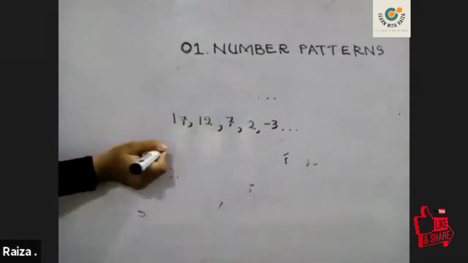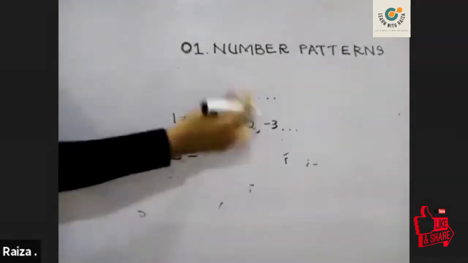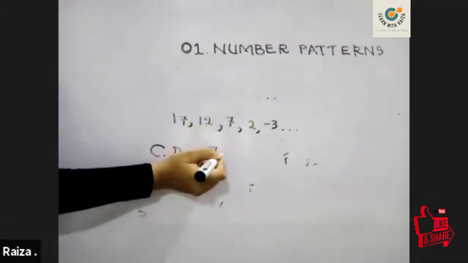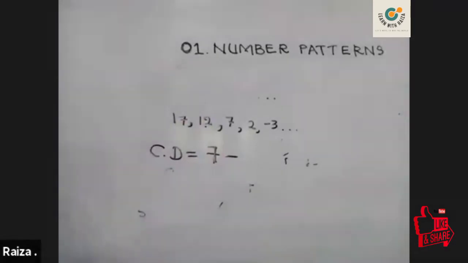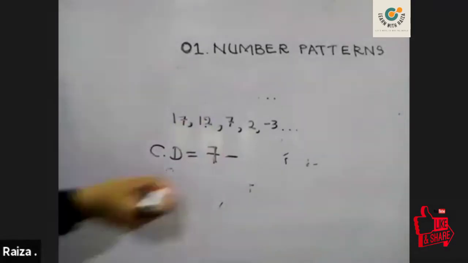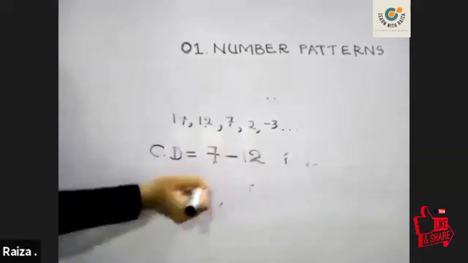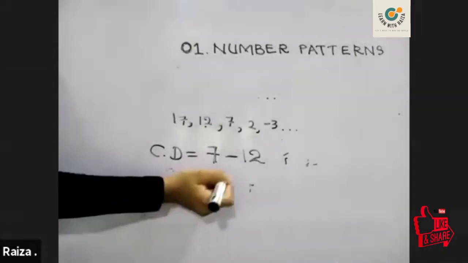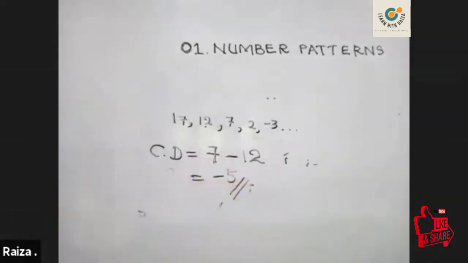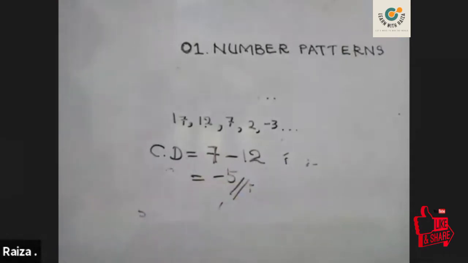So the common difference can be found using any term in the number pattern. Let me take 7. 7 minus the previous term. What is the previous term here? 12. So 7 minus 12. What is 7 minus 12 here? 12 minus 7, everyone knows, is plus 5. So 7 minus 12 is minus 5. So the common difference is minus 5. Right? So this is the way of finding the common difference of a number pattern.